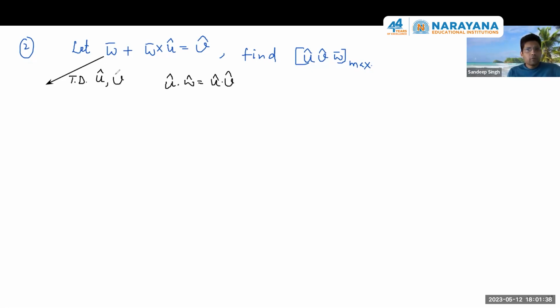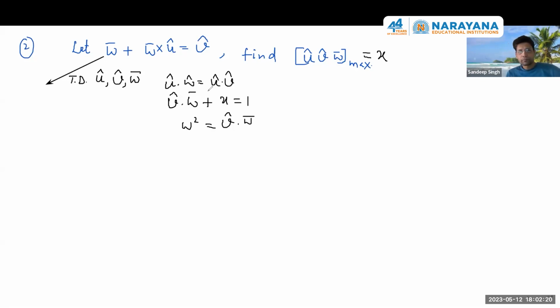Next, take dot with v cap. So v cap dot w plus v w u box, and that box I want to let as X. So this plus X equal to 1. And then take dot with w vector also. So this will be w square equal to v dot w. Okay. So that is your w square.